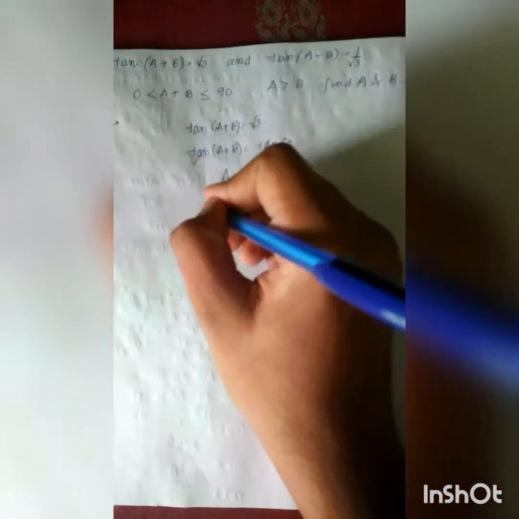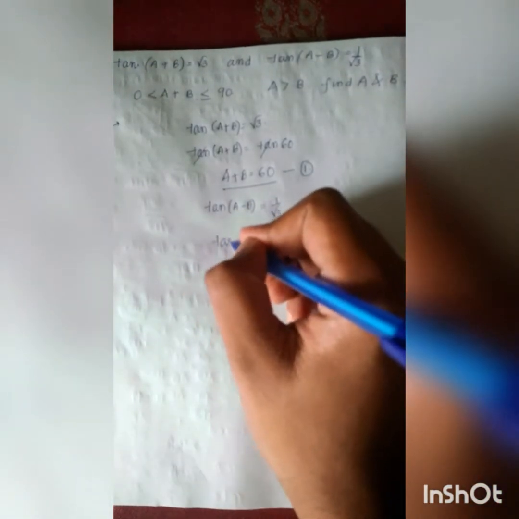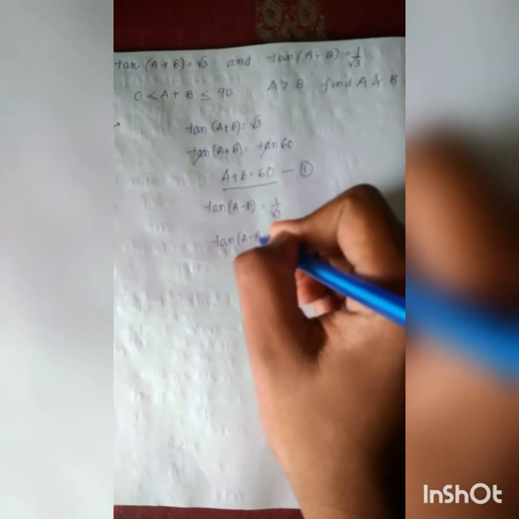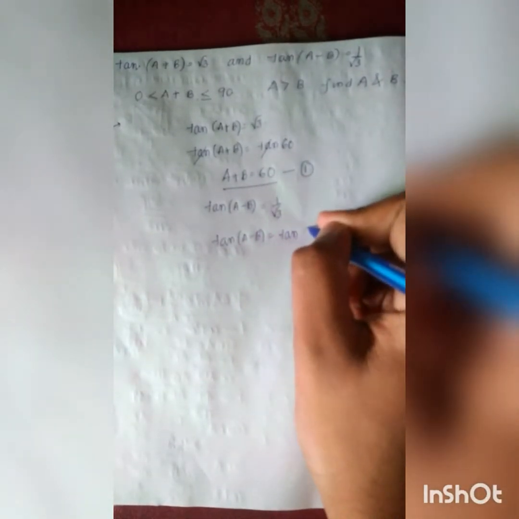So tan gets cancelled on both sides, so we have a plus b is equal to 60. So we can write this as equation number 1. Now the second condition is tan of a minus b is equal to 1 by root 3. Now we know that 1 by root 3 is the value of tan 30.